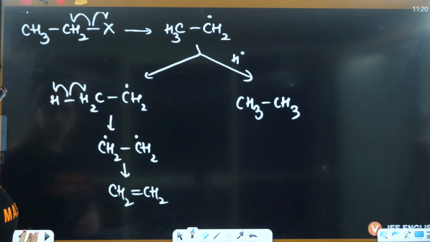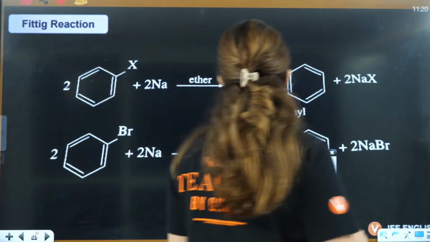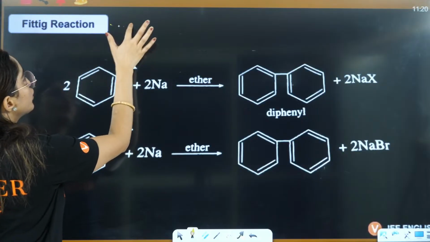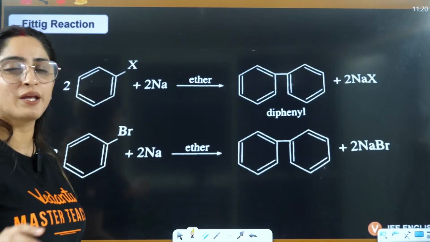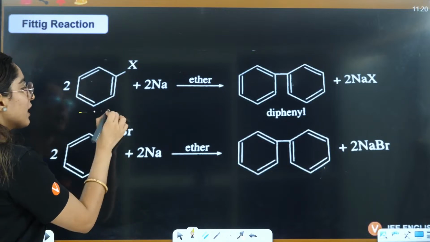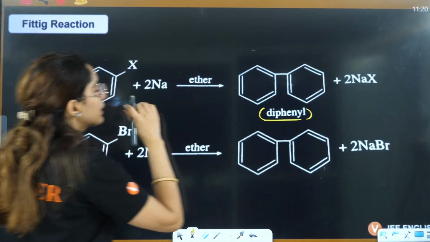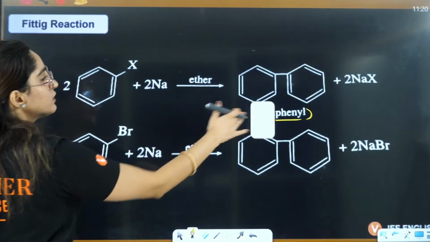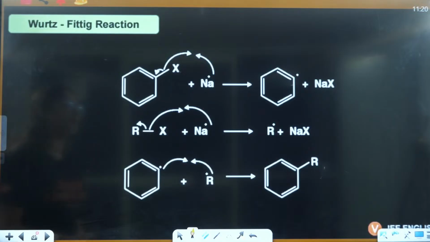Yes. Okay, this we have already done, right? Now let's talk about the Fittig reaction, everybody. What is the Fittig reaction? The Fittig reaction is when you have two aryl groups. How do you remember this? Wurtz means alkyl, Fittig means aryl. In Fittig, you will have the same reaction, but with aryl groups. So when you have an aryl group, a biphenyl is formed. That is, this kind of free radical will be formed and will combine together to give you a diphenyl group here, right? Just remember that this is one of the compounds that is formed.